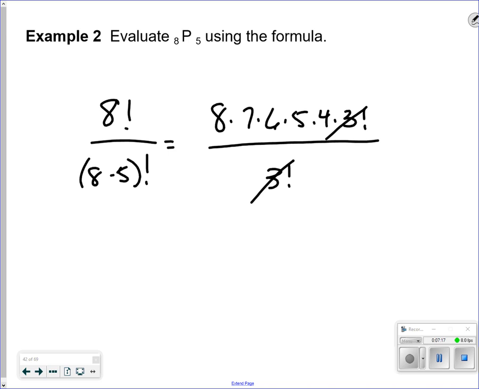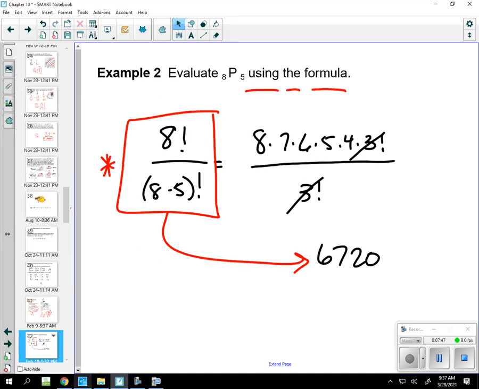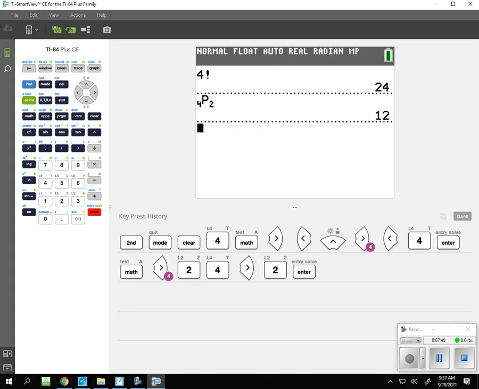8, a permutation of 5. Now I can just go 8 times 7 times 6 times 5 times 4 on my calculator, and it's 6,720. I'm going to do it on the calculator just to show you. But on your test, this is what I want to see. When I say using the formula, I want you to show that step. I don't care if you go straight from here to here. You don't have to show that second step, but you do need to show that you understand where the numbers go in the formula. So let's use the calculator on this one.